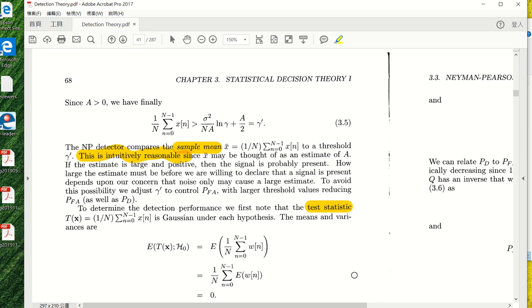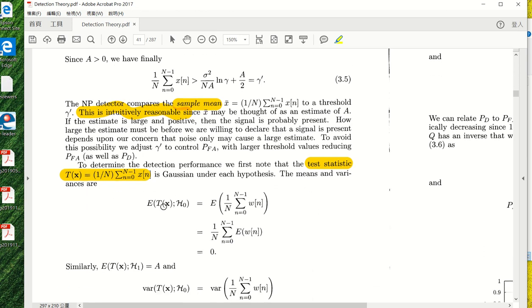This is very important because you are going to see this terminology very often. If you are in communications, in signal processing, then you are going to see this from time to time. Okay, and the test statistic can be simple, can be complicated. It can be anything. But in our case, it's simple. It's just an average of the whole samples. So it's T of X. So it's Gaussian under each hypothesis. And the means and variances are like this.